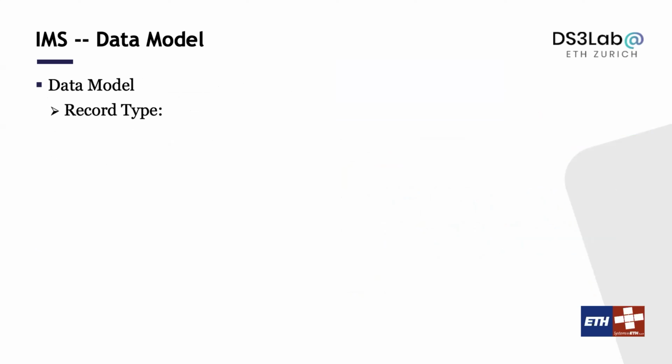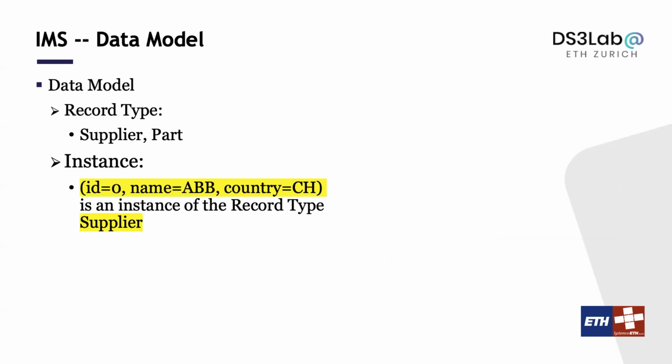It models the data and organizes it as a whole bunch of records, okay? And it has different kinds of record types. For example, you have supplier and you have part. So these are two record types. I have a whole bunch of records with the type supplier, and a whole bunch of records with the type part. Then there's an instance of each record type. For example, for the record type supplier, one instance could say ID equals 0, name equals ABB, country equals Switzerland. That's one instance of that type.